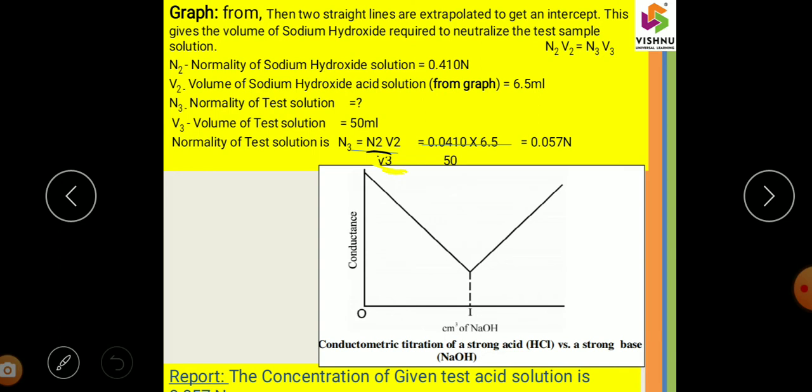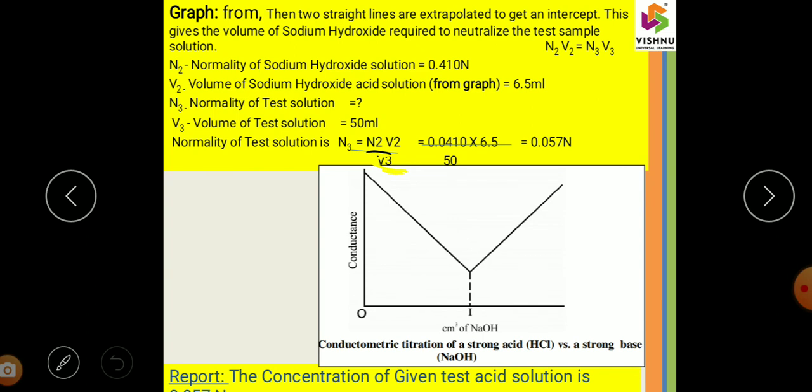Using the formula N2V2 equal to N3V3, here N2 is the normality of sodium hydroxide, 0.4 normality, the value from step 2, and V2 is the volume of sodium hydroxide from the graph, here 6.5 ml, and N3 is the normality of the test solution, and V3 is the volume of test solution HCl. We take 50 ml in the beaker, and the final normality of the test solution, that is the HCl solution, is N3 equal to 0.057 normality.